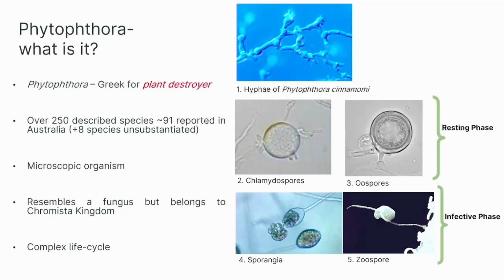This is the hyphae of Phytophthora cinnamomi. It does look like a fungus, but it's actually in a different kingdom. So it's very different, and this is important as well because traditional fungicides are not effective. It has a complex life cycle, so it produces lots of different spore types, but I've divided them into resting phase and infective phase because these are really important to understand the management.